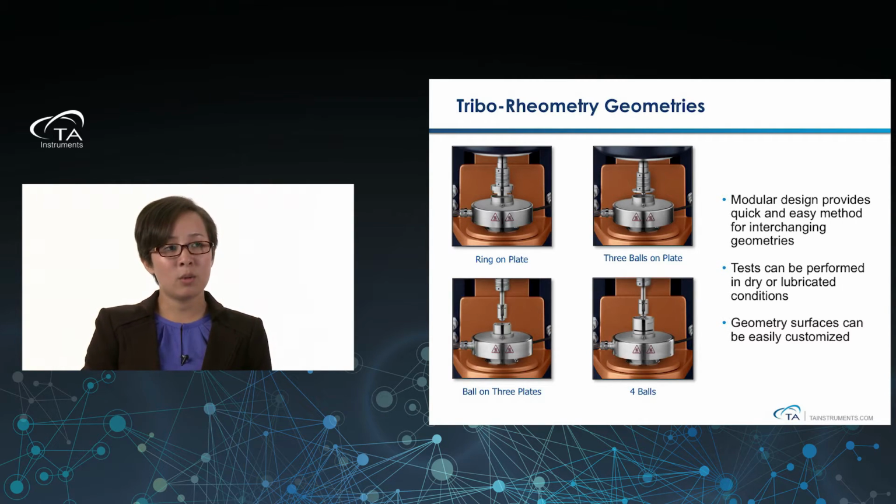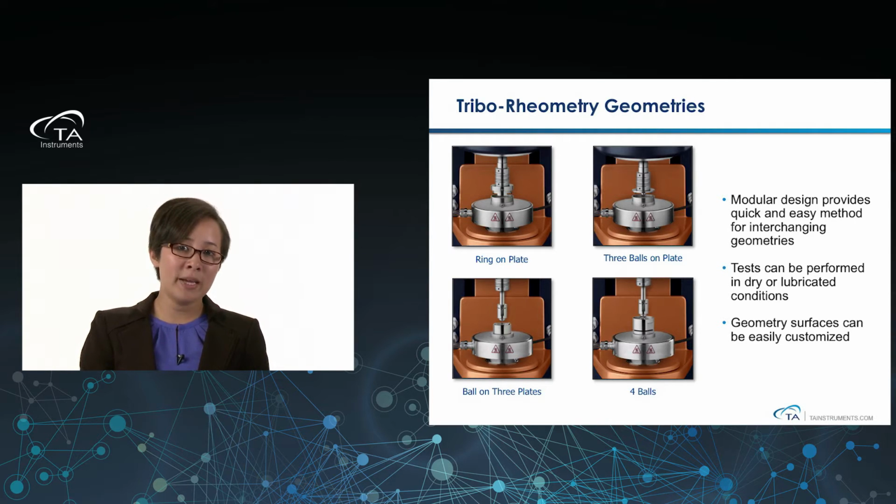And then on the other one, you also have a ball on 3 plates. So you can have a ball, and then the 3 plates are at an angle with the sphere. And then you can also have the 4 balls, which has 1 sphere on the top and then 3 spheres on the bottom. Now, if you notice, all of these have a modular design. So what that means is that it's easy to switch back and forth between the different geometries depending on what types of materials you're studying. It's an easy method to interchange them.